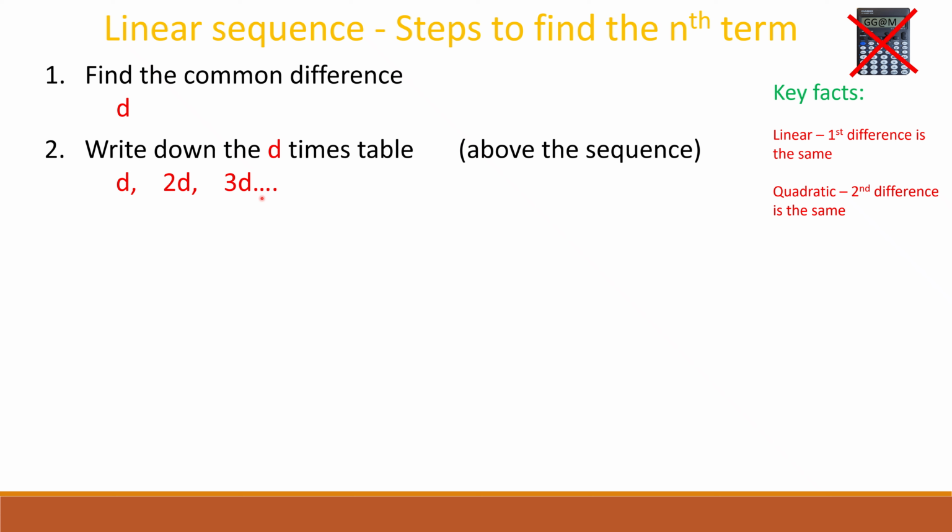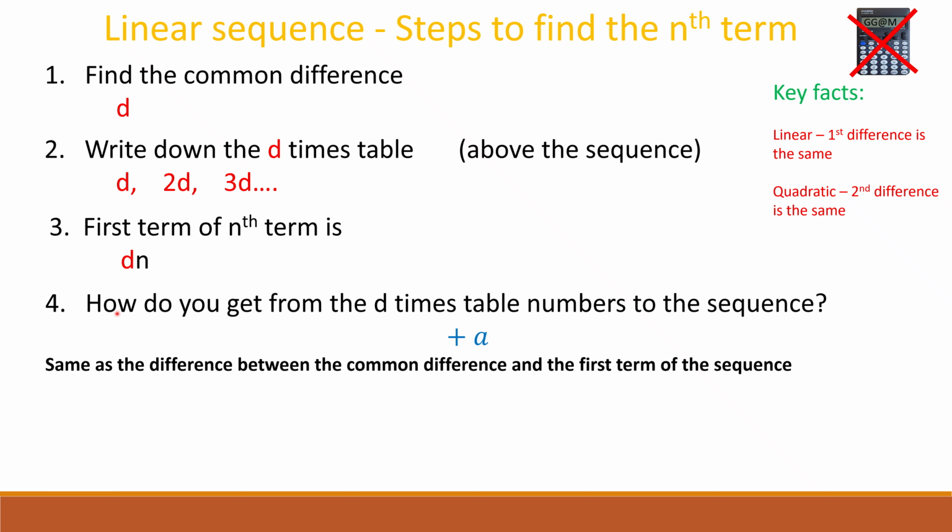The third step is the first term of the nth term is going to be D lots of n. So we've just worked out our common difference to be D. So that means my sequence will start off with D times n. And then to work out what number goes on the end of the sequence, you have to work out how to get from the D times table to the number in each sequence. So in this case, I'm just going to say it's plus A.